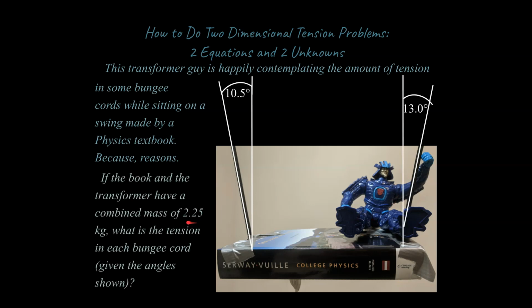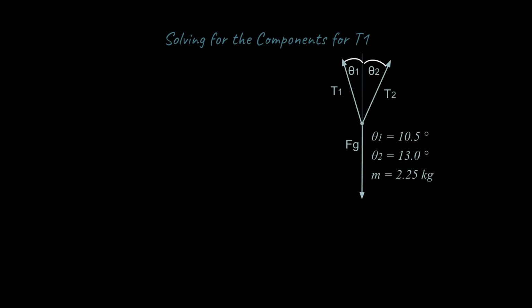First of all, I'm going to estimate the combined mass of the textbook and the Transformer guy to be 2.25 kilograms, and I did measure these angles here. That's about 10.5 degrees. This is 13 degrees. We're going to take that and approach this like it's any other physics problem, but actually a bit more difficult than standard physics problems. So let's take a look.